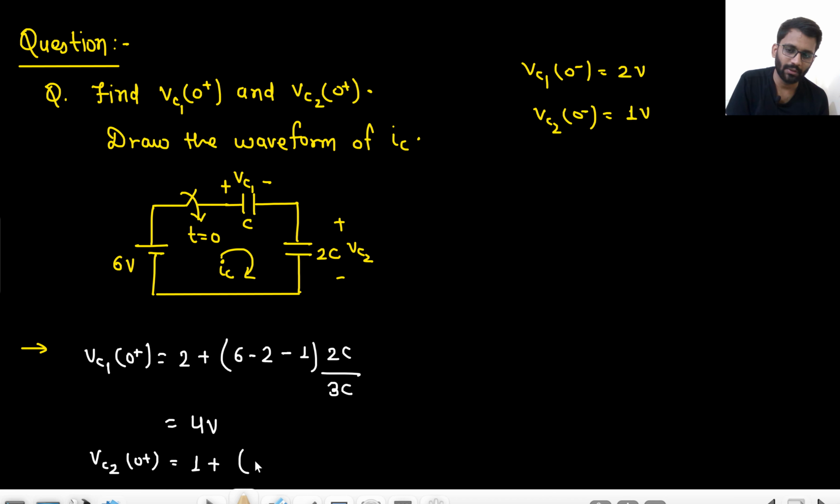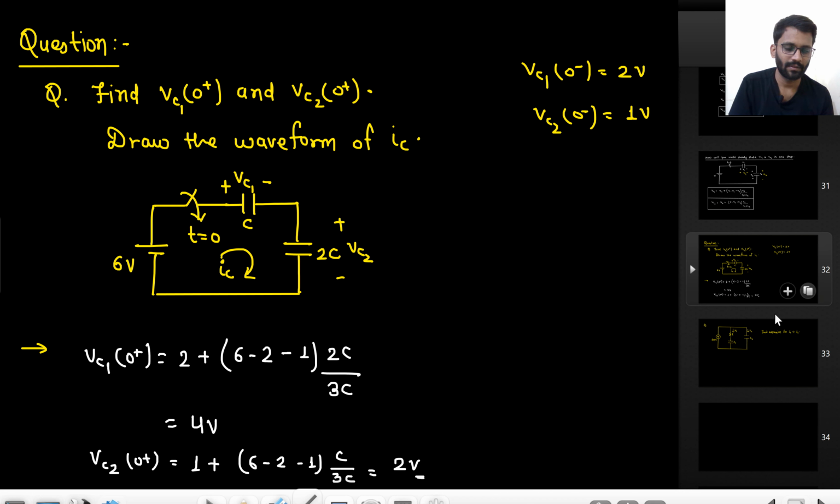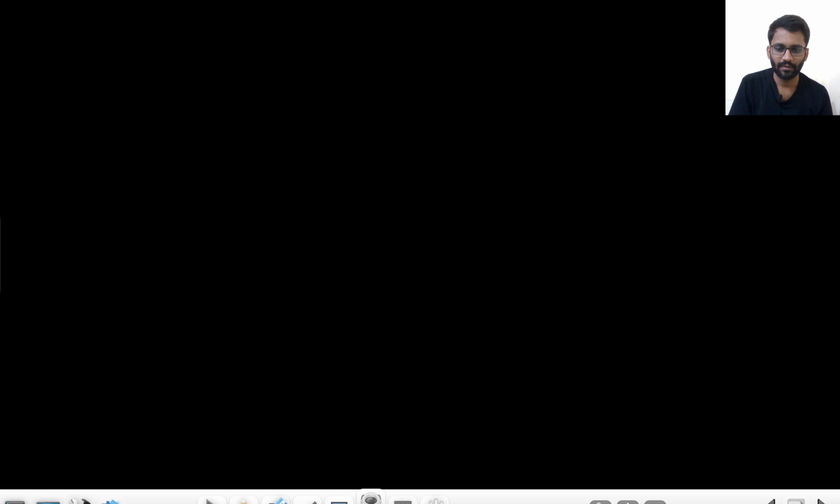1 plus, what is the total voltage? 6 minus 2 minus 1, in the inverse proportion you will divide, right? So it would be 1 plus 1, 2 volt. So basically, what is the waveform? Okay, in the next page I will draw. What will be the waveform of Vc1 and Vc2?